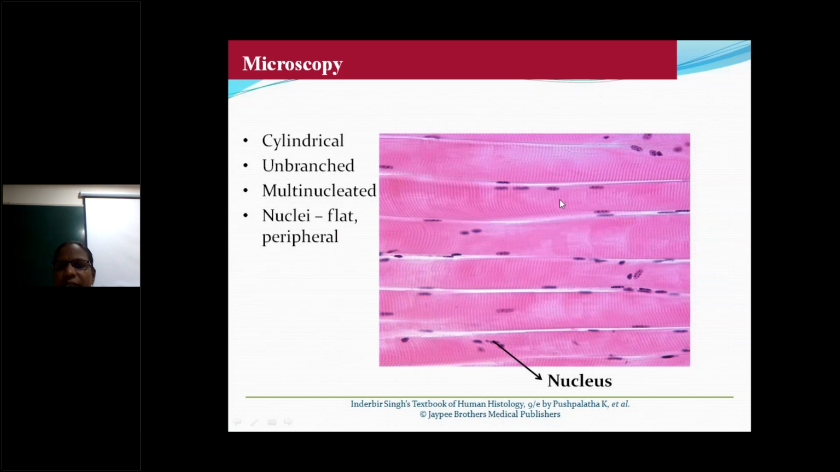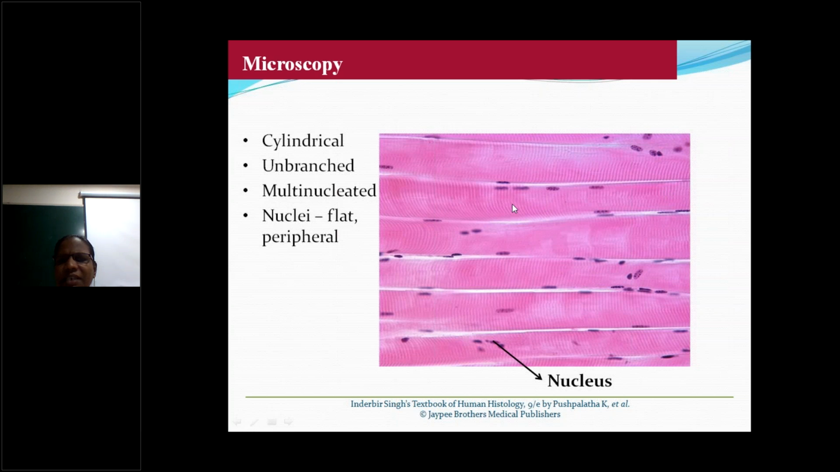Multinucleate condition is seen in the skeletal muscle fiber. A number of cross striations are present. The cross striations are very close to each other. The main identification point is you have to identify multinucleate condition, oval-shaped flattened nucleus towards periphery. And this peripheral flattened nucleus, multinucleate condition is seen.